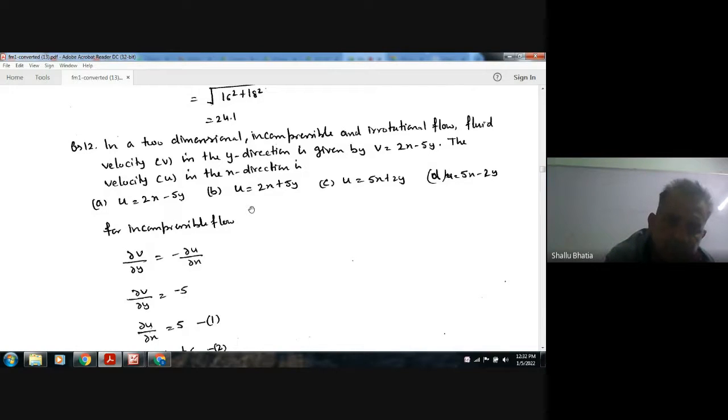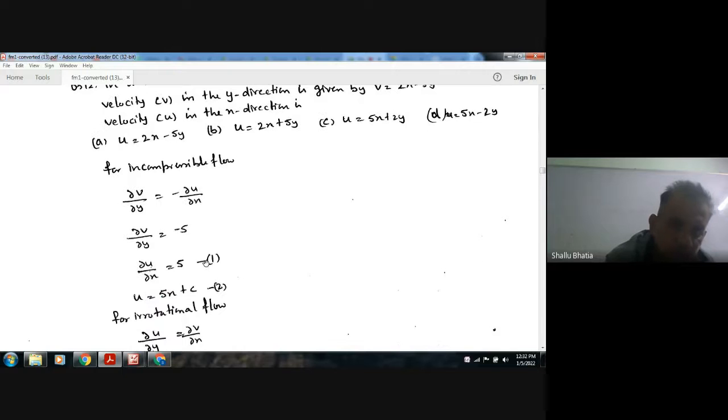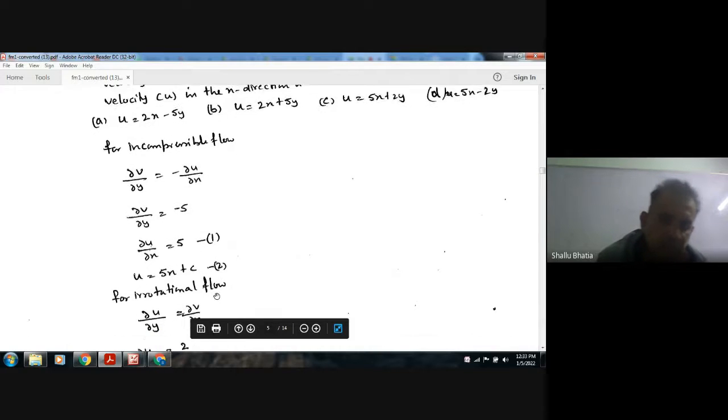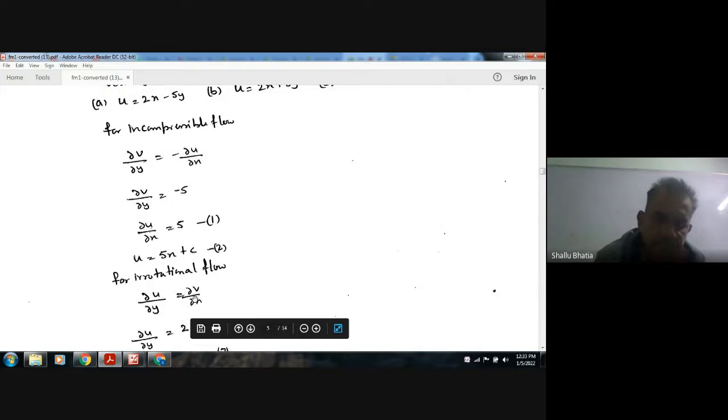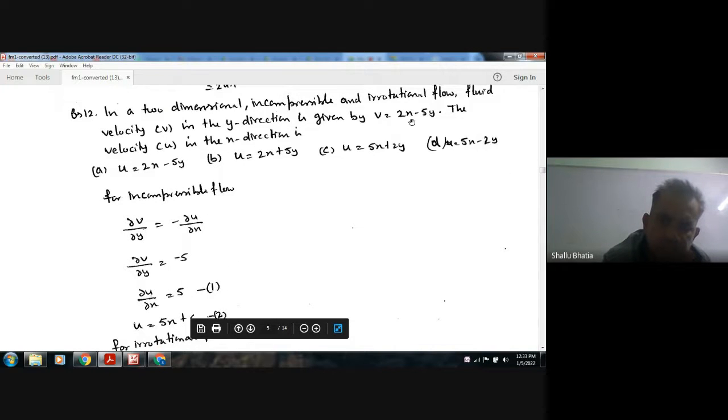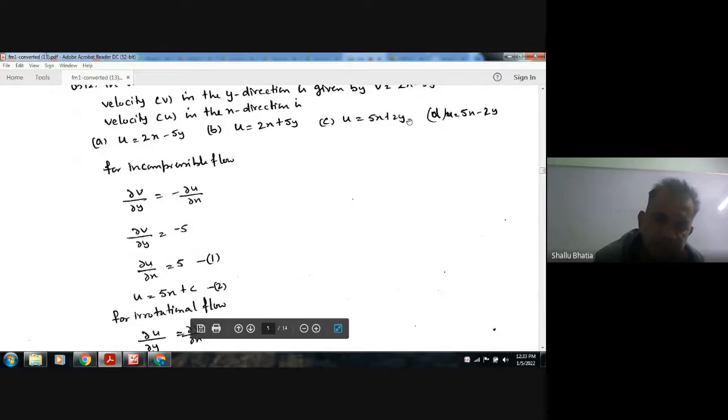So for incompressible flow, ∂u/∂x is equal to minus ∂v/∂y. ∂v/∂y is your minus 5, so ∂u/∂x will be 5, or integrating, u is equal to 5x plus c. So this is equation number 1. This is equation 2. And for irrotational flow, ∂u/∂y should be equal to ∂v/∂x.